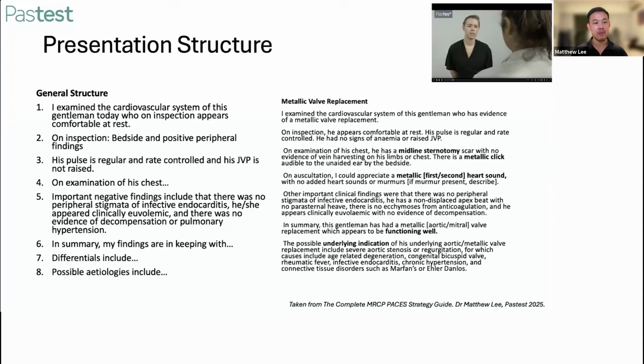More generally, it's helpful to have a rough presentation structure, which is the one on the left. There are certain ways to approach it. And this is helpful as a fallback, but also if you're not so sure, you present the key clinical findings in order from inspection, peripheral, chest, and then you comment on important negatives like infective endocarditis and summarize, and then think about your differentials. So it's almost always this kind of structure, but having a tailored one for each common condition is very, very helpful.